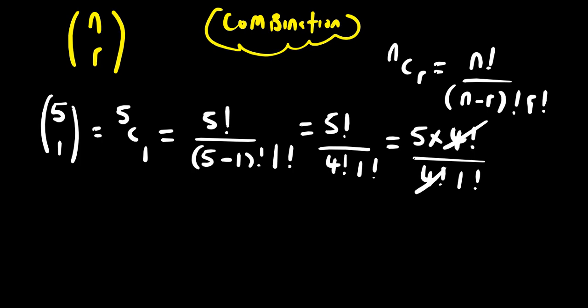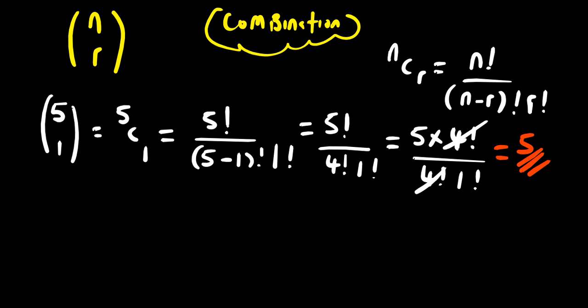1 factorial is just the same as 1, so the answer therefore will now be 5. So what general conclusion can we say? Any number combination 1 is always that number. Any number combination 1 is itself.